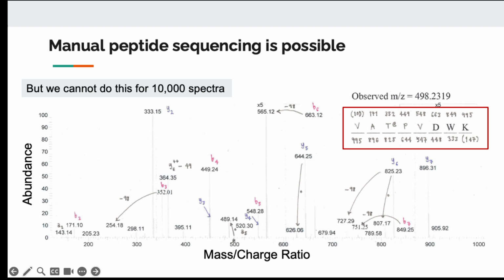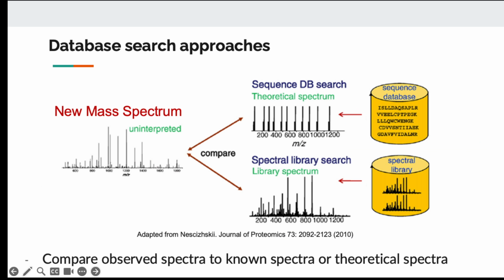But you cannot do this for 10,000 spectra. Each mass spectrometry run will generate more than 10,000 spectra for you. So even though a human can do this, given enough time, it's not feasible for high-throughput data. So what we do instead is a database search idea.